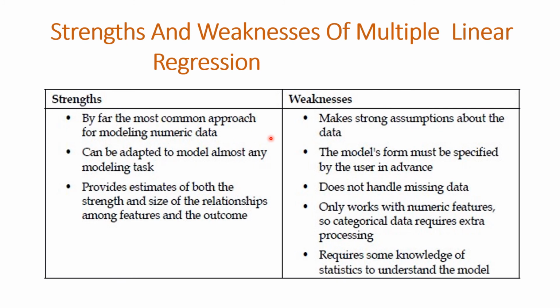It provides estimates of both the strength and size of the relationship among features and the outcome. This multiple linear regression can provide an estimate about the strength and size of the relationship among various features that are specified in the data set.